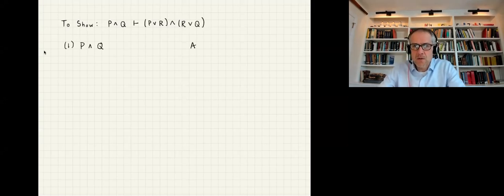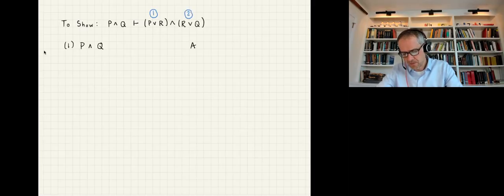And then let's glance to the right and ask what we need to get. In general, when you need to prove a conjunction, it will always work to prove the individual conjuncts and then put them together using and introduction. That will always work because if you can get a conjunction, you can get each conjunct. So in this case, I have two conjuncts. Here's the first, P or R. Here's the second, R or Q. So I'll just try to get those individually.